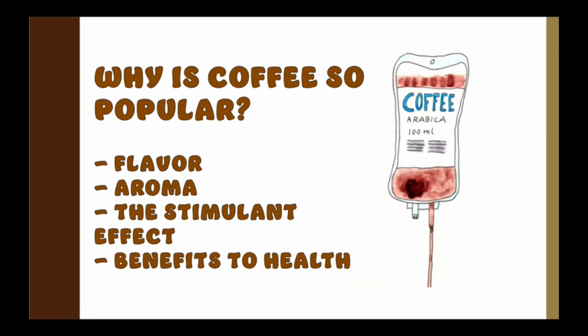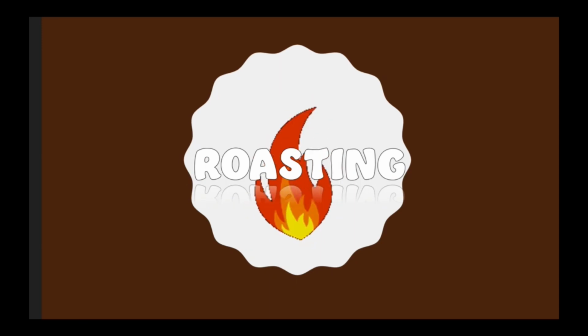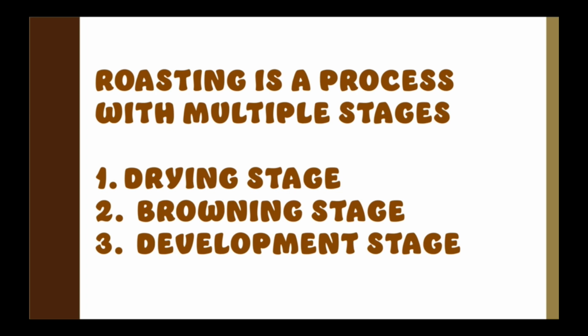Why is coffee so popular? Well, it's popular because of its flavor, aroma, its stimulant effect, aka its caffeine content, and the benefits to human health. The roasting process is what contributes to all of these things. The coffee roasting process consists of 3 different stages: the drying stage, the browning stage, and the development stage.